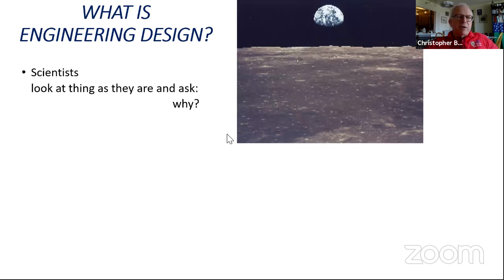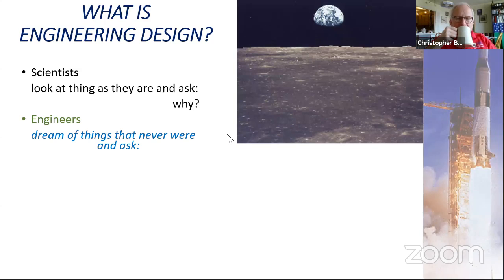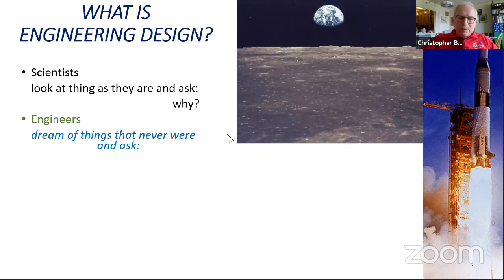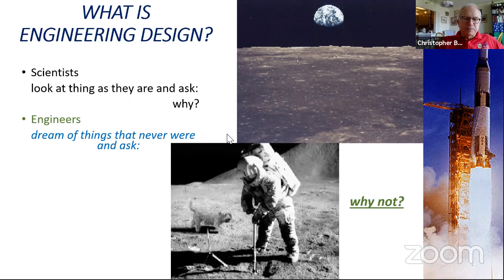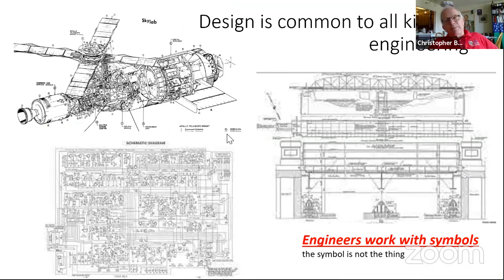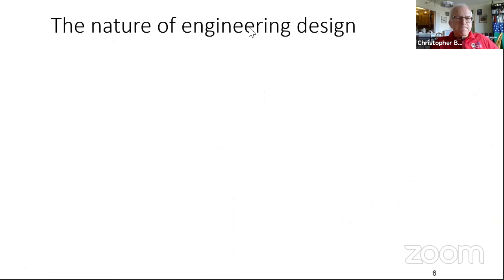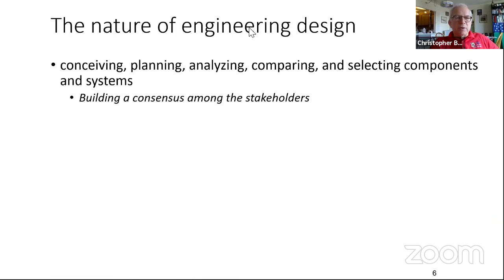So what is engineering design? How does it differ from what scientists do? So scientists look at things as they are and ask why. Engineers dream of things that never were and ask, why not? You notice there's a dog walking around on the moon. All right. Design is common to all kinds of engineering. We work with symbols. Symbols are not the thing. So what is the real nature of engineering design?